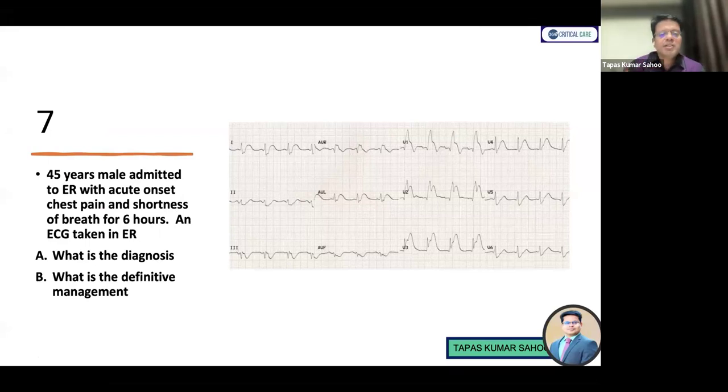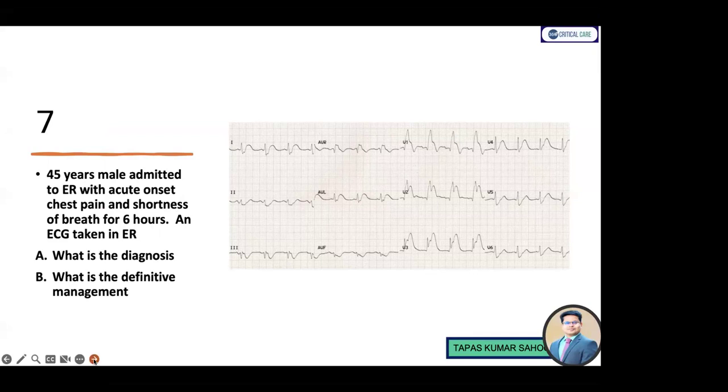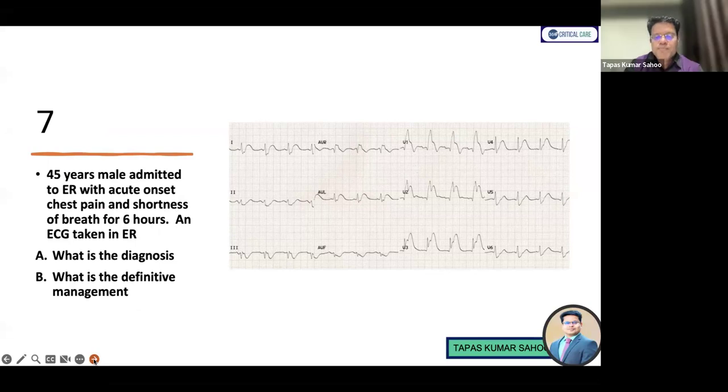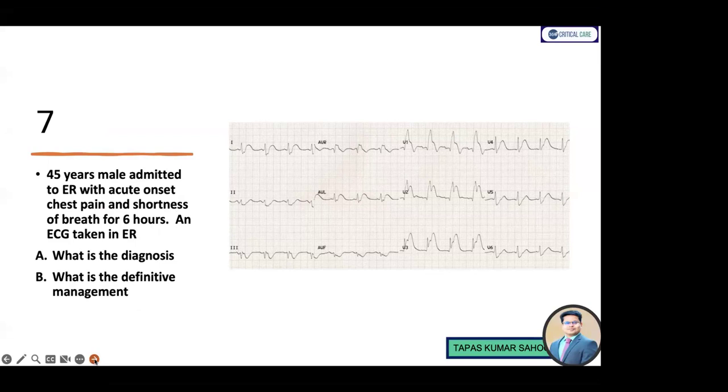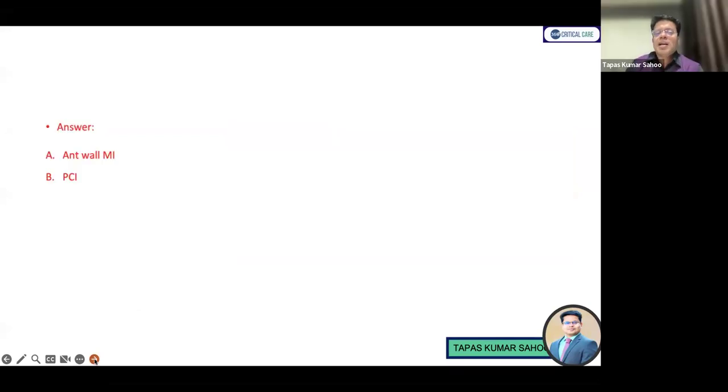Look, so many questions on the ECG as well as the clinical finding. Any answers? Acute ST elevation, am I right, in the anterior leads? Definitive management is PCI if it's available, or thrombolysis. Perfect. So this is the full answer: anterior wall MI, PCI.